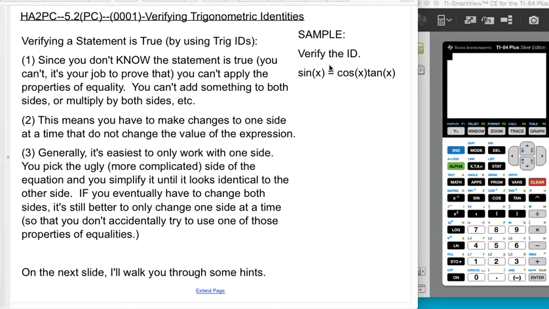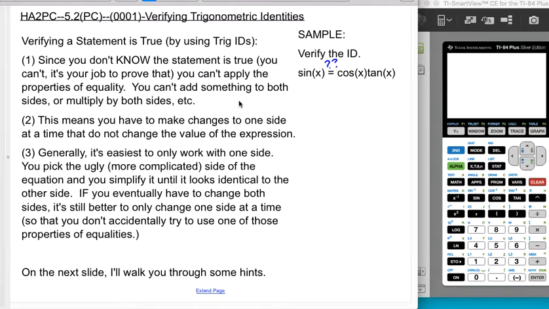When we're asked to verify a statement, that's saying that we don't actually know that these two things are equal. It's our job to show that the left-hand side and the right-hand side are identical. So when we're asked to do that, we cannot use properties of equality that we've used all the time with equations, because we don't actually know that this equal sign is true. This is a big fat question mark.